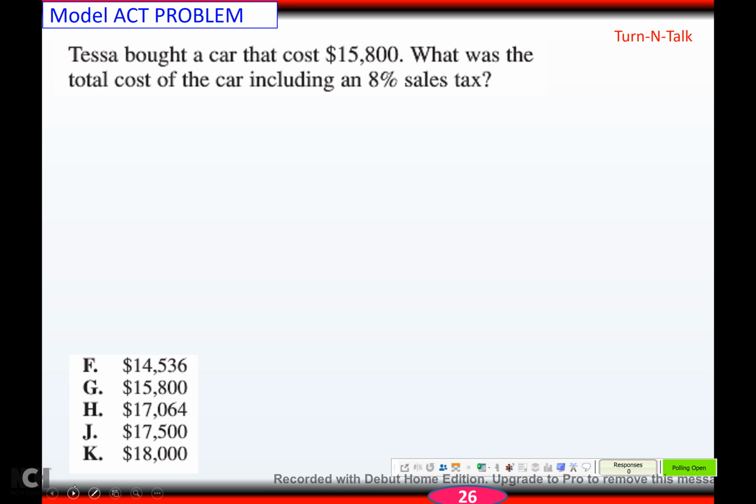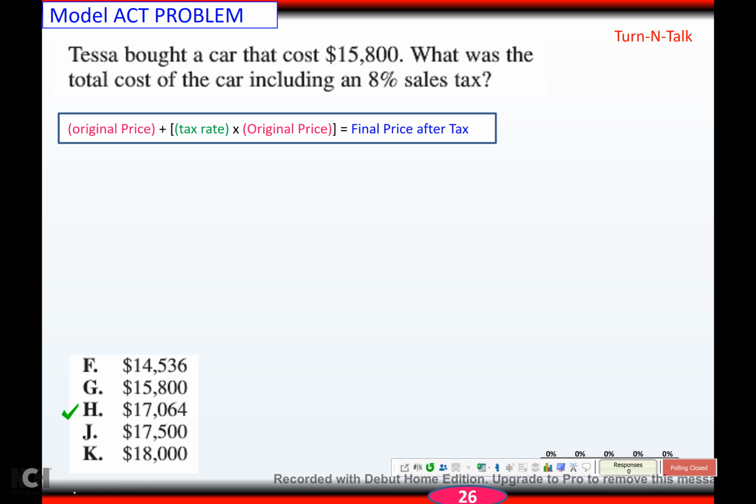All right, try this one. Hit pause. Come back when you're ready. And hopefully you got H.